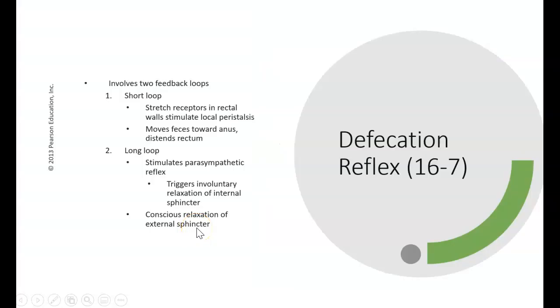The defecation reflex involves 2 feedback loops, a short loop and a long loop. In the short loop, the stretch receptors in the rectal wall will stimulate peristalsis, and it will move feces towards the anus, and it will stretch out that rectum. And then the long loop is going to be stimulated by the parasympathetic reflex, and it is going to trigger involuntary relaxation of that internal sphincter, which is then going to lead us to feel like we need to use the restroom, and then we will consciously relax that external sphincter. So that's basically how the defecation reflex works.